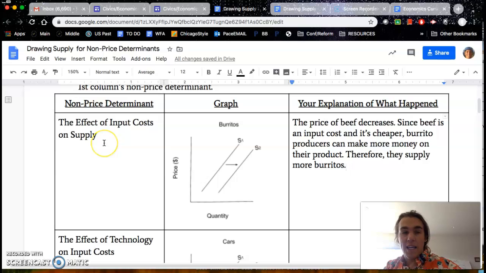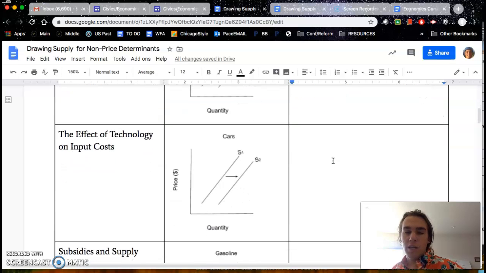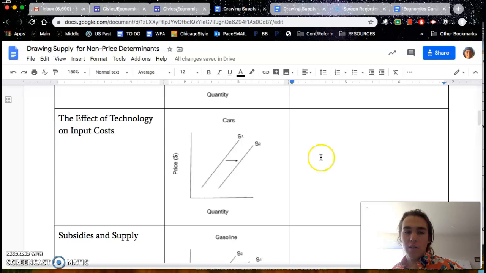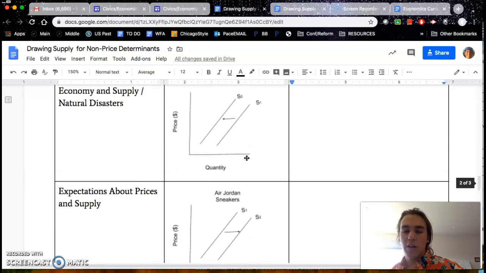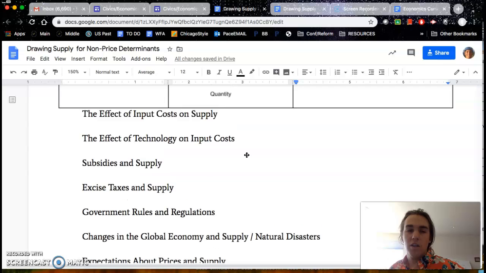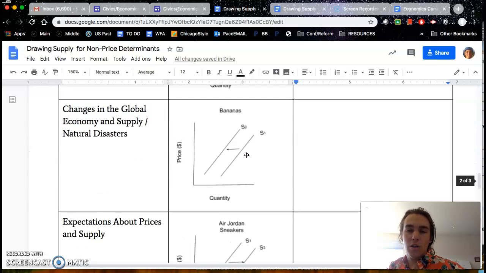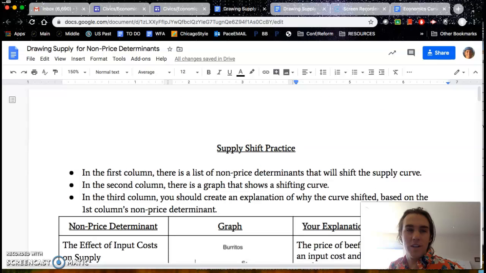So in other words, I give you the non-price determinant over here in the left column, something you can build your explanation on, and then I give you the graph that says, hey, supply is increasing or decreasing, and you have to put the two together and explain to me how they might affect each other. It means that you need to know a little bit about the product. The effect of technology on input costs. This example is cars. So you're just going to go run down this whole thing and create your explanations. Alrighty, good luck out there.